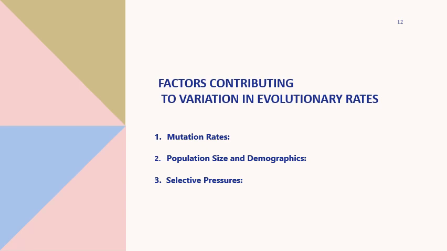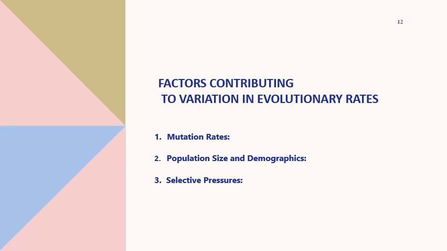So let's start with mutation rates. Variation in mutation rates can lead to a difference in evolutionary rates. Genes with higher mutation rates are more likely to accumulate genetic changes over time. Factors affecting mutation rates include DNA repair mechanisms, environmental factors, and replication fidelity.